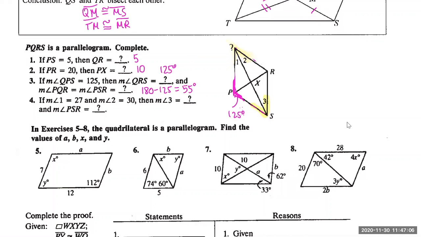Okay, now for your next one, the next one is asking if you knew that angle 1 is equal to 27, angle 2 is equal to 30, what is angle 3 equal to? Let's start with that. What's angle 3 equal to? What do you guys think angle 3 is equal to? Good, those of you guys who typed it out.